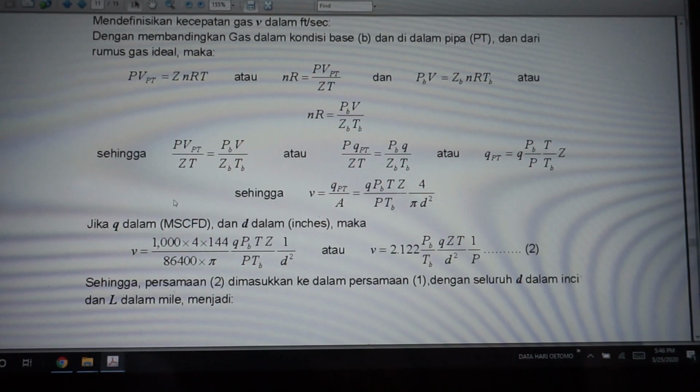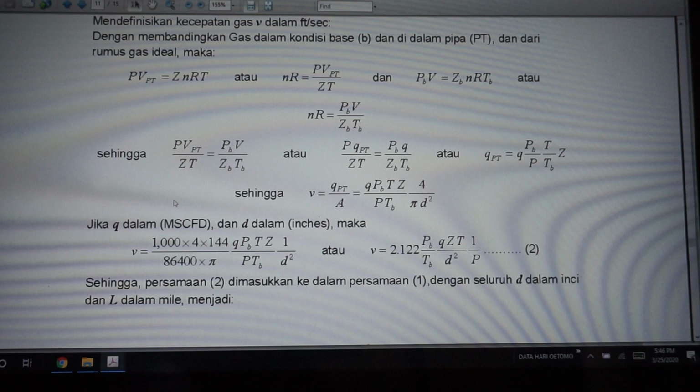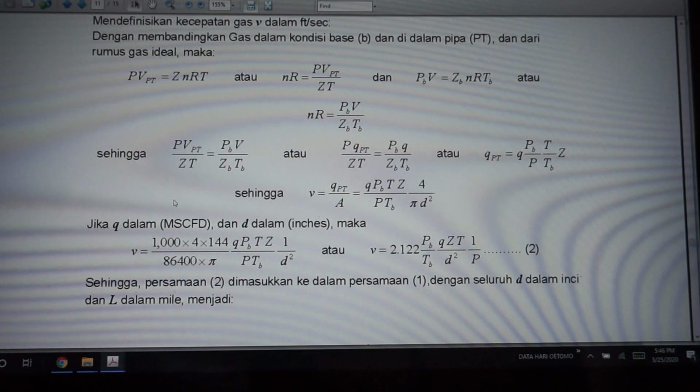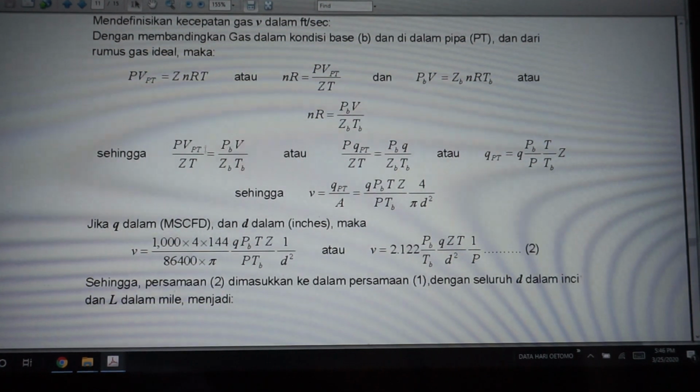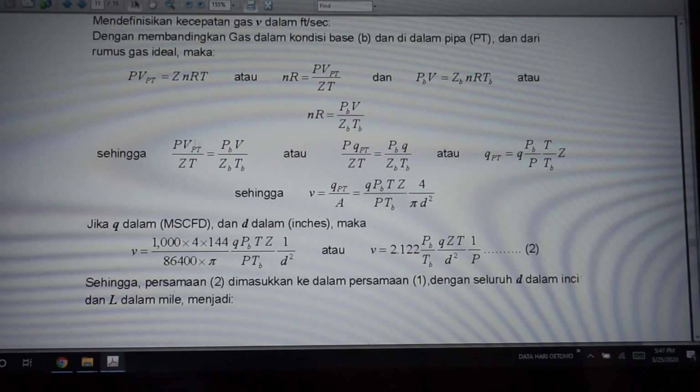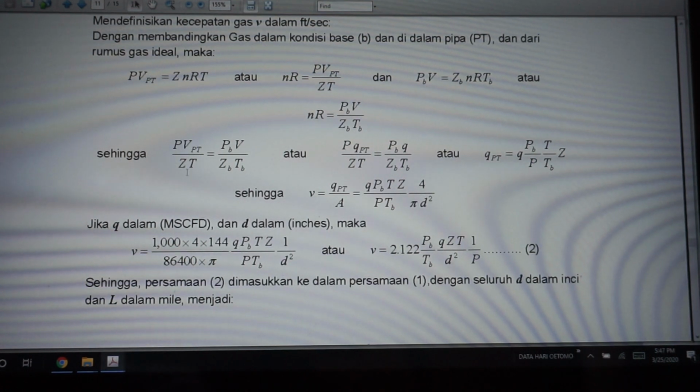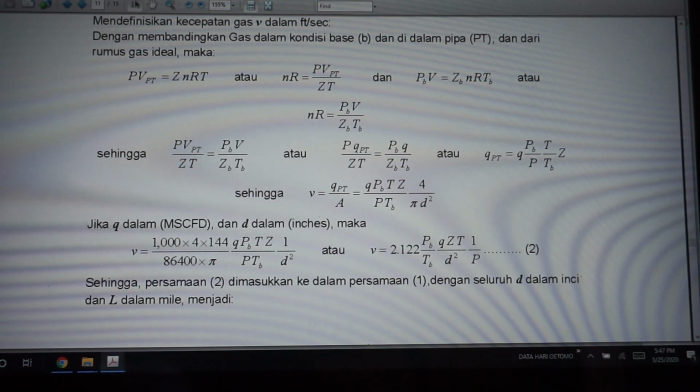Okay, and then from this equation you see, since we have a Q and a V (volume) in here, if we put divided by day in here, and divided by day in here, we end up with this equation. So instead of V, we have a Q of P and T in the tubing, and Q on the surface.